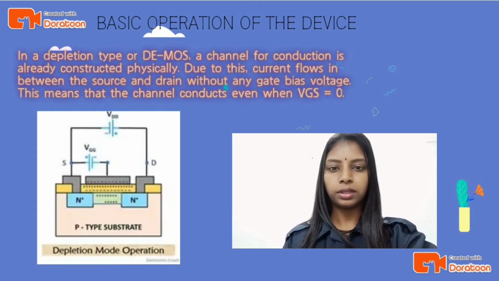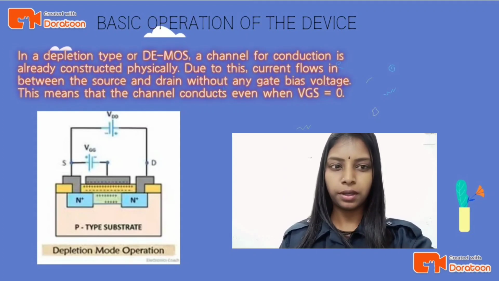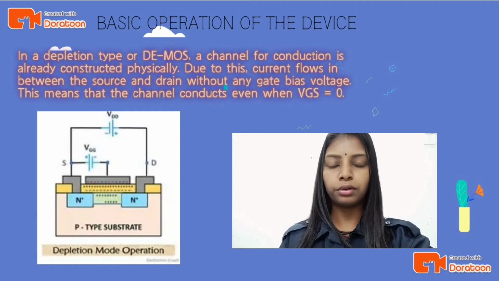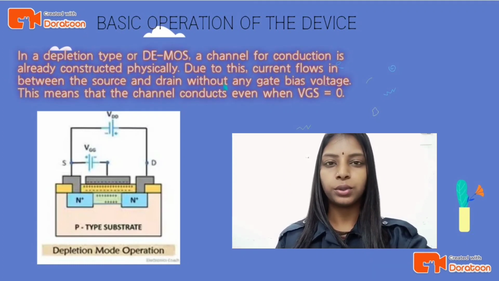In the case when the gate terminal is made positive with respect to the substrate, more electrons get injected toward the channel, thus causing more current flow through the channel.